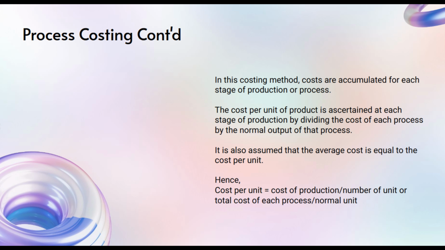Now, these are key points to note under process costing. The cost per unit of product is ascertained at each stage of production by dividing the cost of each process by the normal output of that process. It is also assumed that the average cost is equal to the cost per unit. Hence, cost per unit is equal to cost of production divided by the number of units, or total cost of each product divided by the normal units.